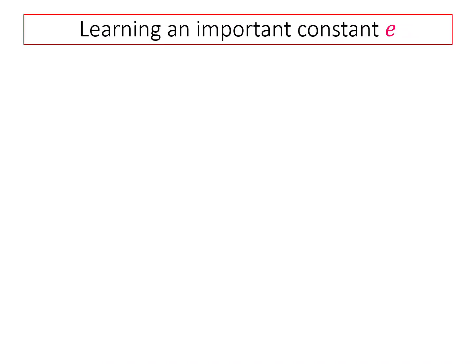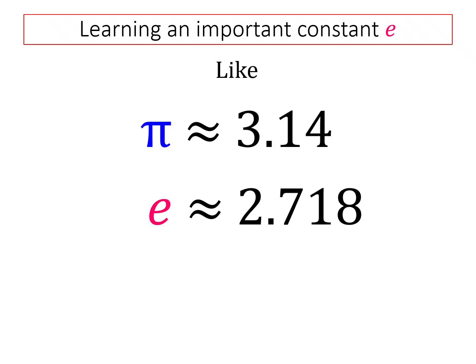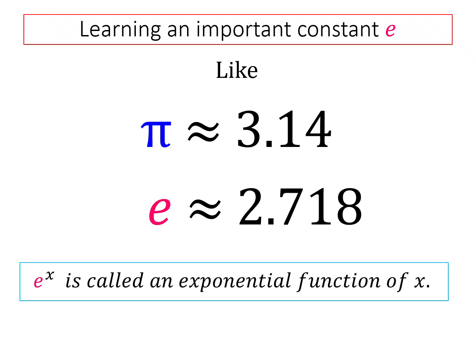First we will learn an important constant e. Like pi, whose approximate value is 3.14, e has the approximate value 2.718, which lies between 2 and 3. This much is sufficient for an absolute beginner. Now we are going to consider a new function, e to the power x, which is called the exponential function of x.